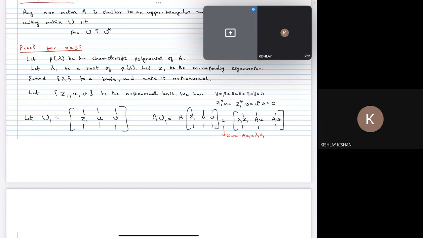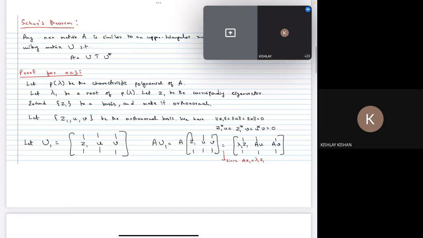So what I'll do is I'll take all these three vectors and stack them as columns. And if I apply the matrix A to this, I'll get lambda 1 Z1 in the first column, and the other will be AU and AV. That's simply because Z1 is an eigenvector, so AZ1 is equal to lambda 1 Z1.